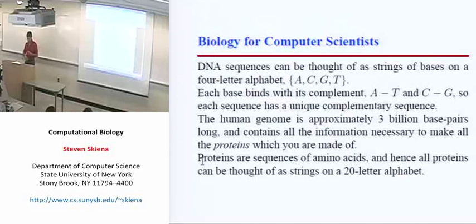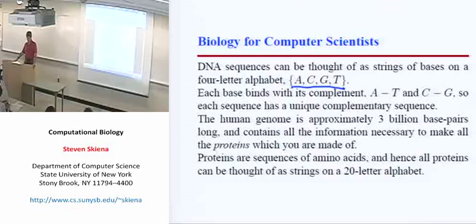Most of what we're going to be talking about in this class are things that are sequences, usually DNA sequences, sometimes protein sequences. A DNA sequence is a string, as we will think of it. It's a string on a four-letter alphabet, okay? The letters of the alphabet are usually written A, C, G, and T. So we don't need to worry so much about the names of these things.